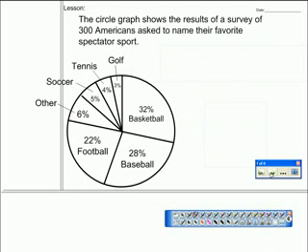Okay, the circle graph shows the results of a survey of 300 Americans asked to name their favorite spectator sport. Does anybody see a problem with this one? I did. As soon as I got this example, I noticed a glaring problem. Was the most popular one listed? Basketball. What should it be? Football.